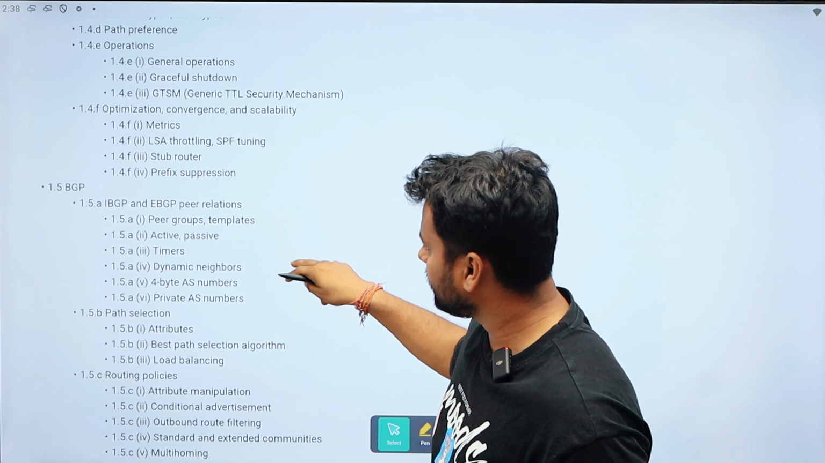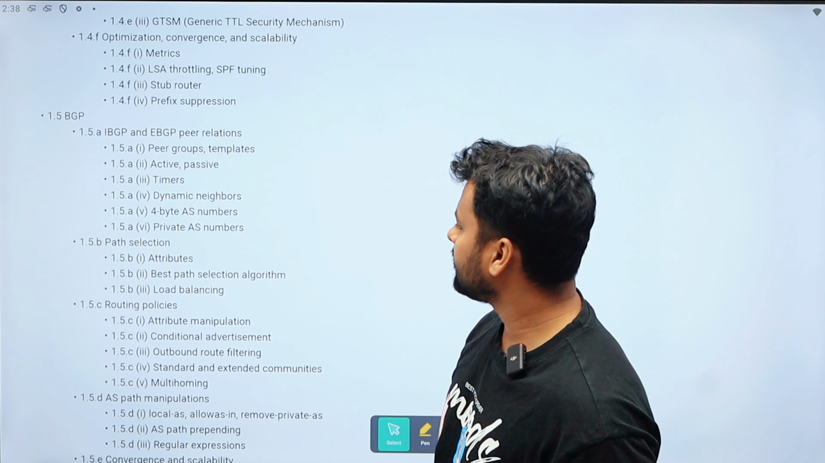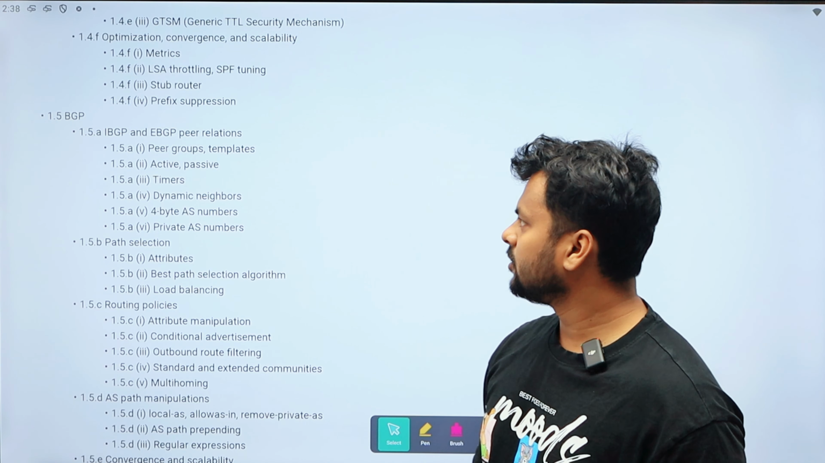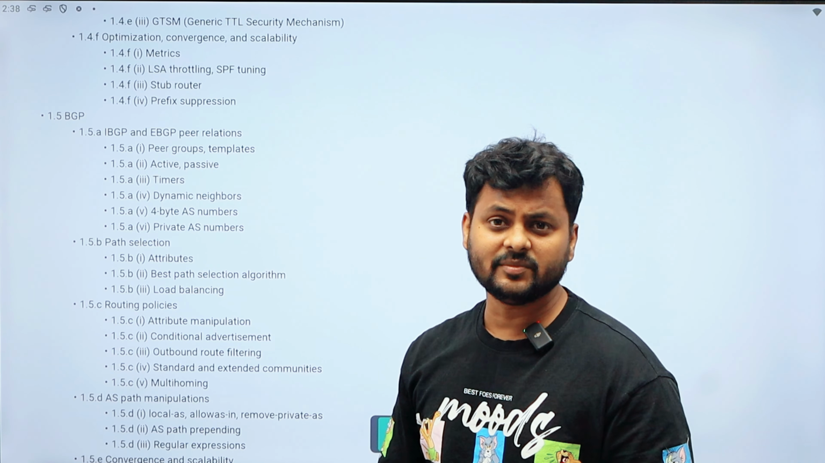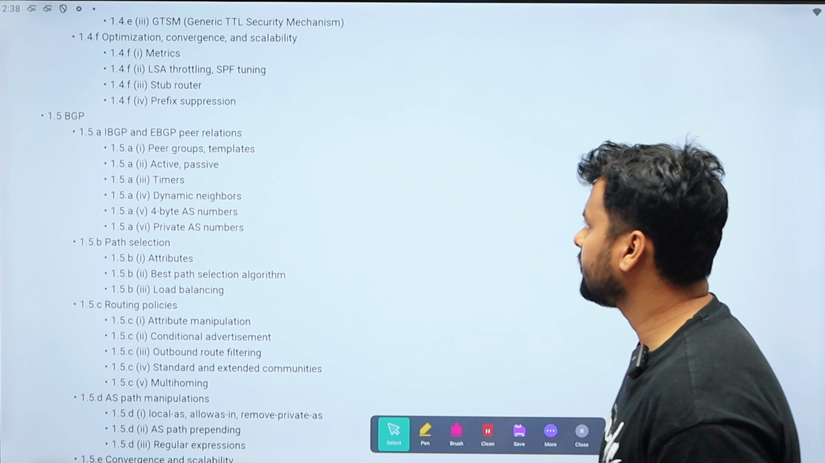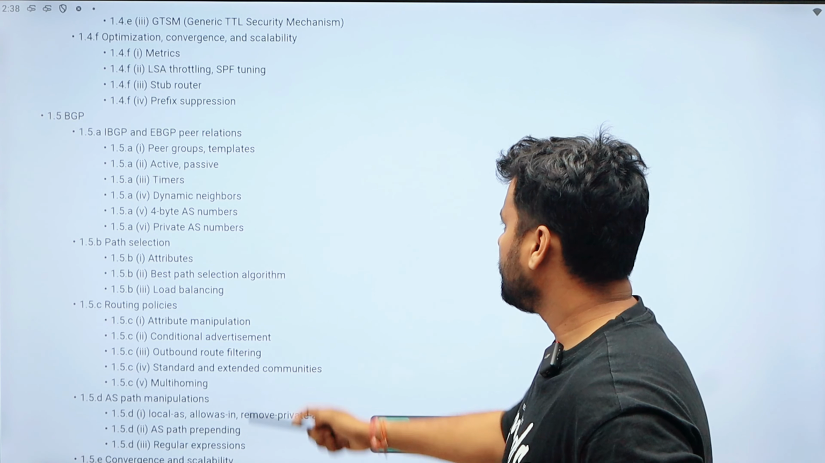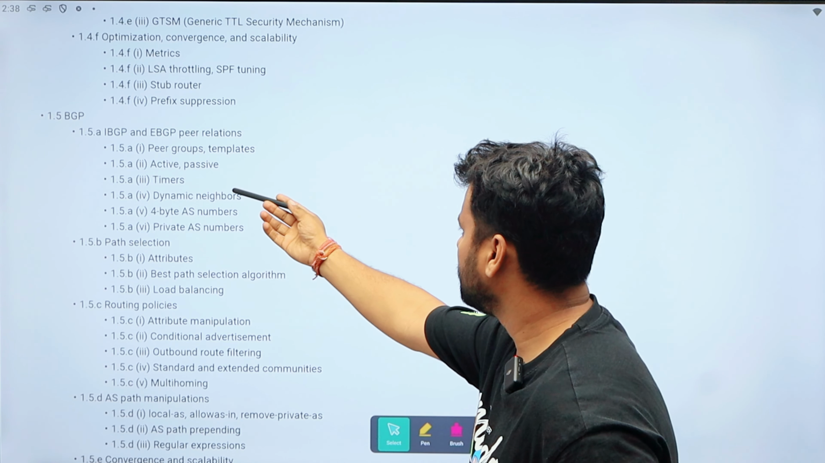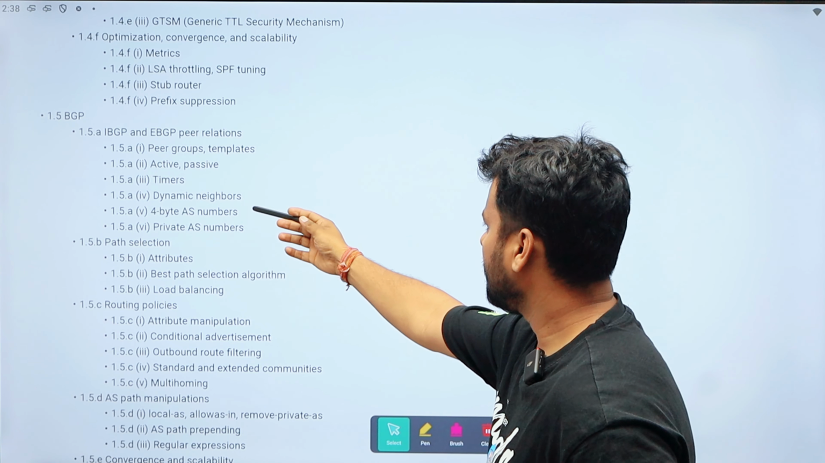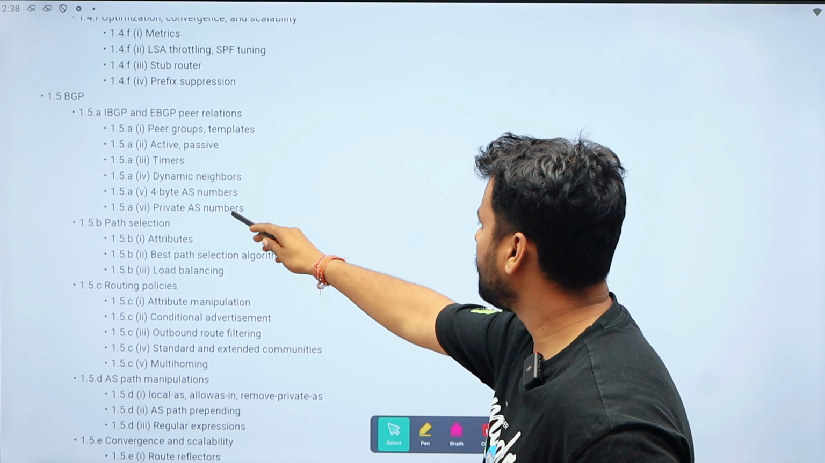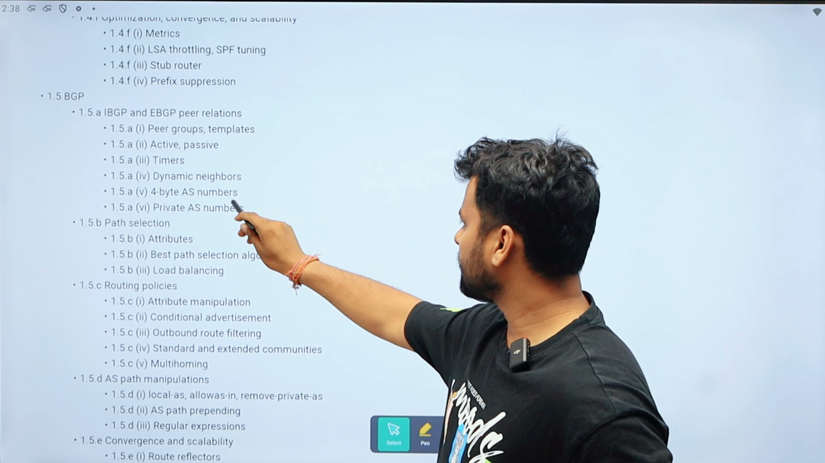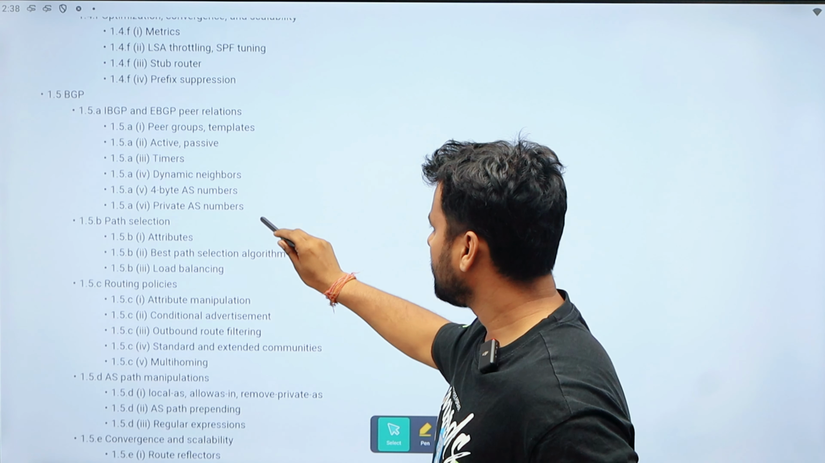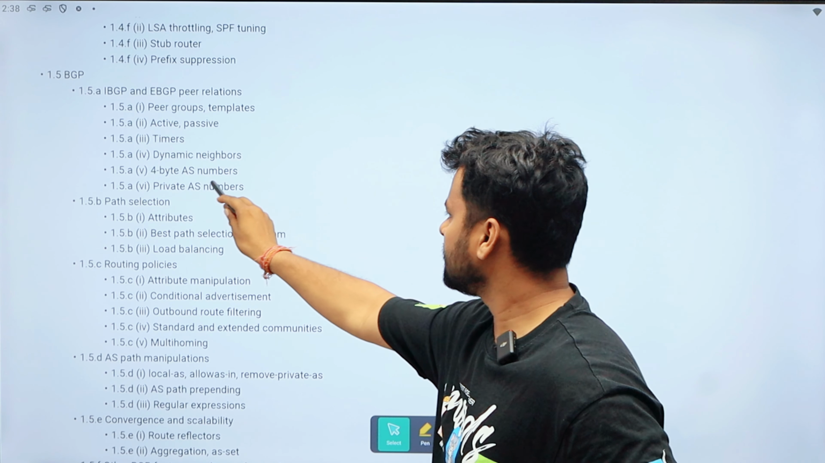Oh my God, BGP. A lot of things, right? With BGP, of course, we'll talk about how we can form the neighborship and how we can configure IBGP and EBGP. We have a peer group concept, right? And then we have a template concept, active and passive parameters, right? Timers we have, dynamic neighborship we have. Then 4-byte AS numbers. I think dynamic neighborship and 4-byte AS numbers are also part of the CCNP, and the private AS number concept. For the private AS number concept, there are a lot of things we are going to discuss.